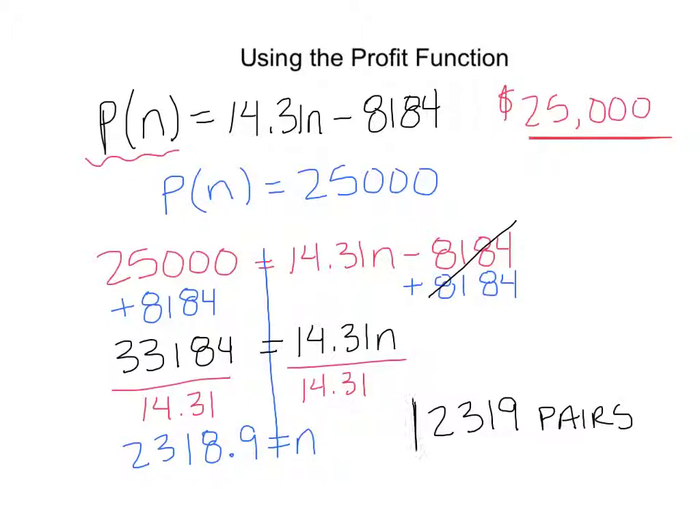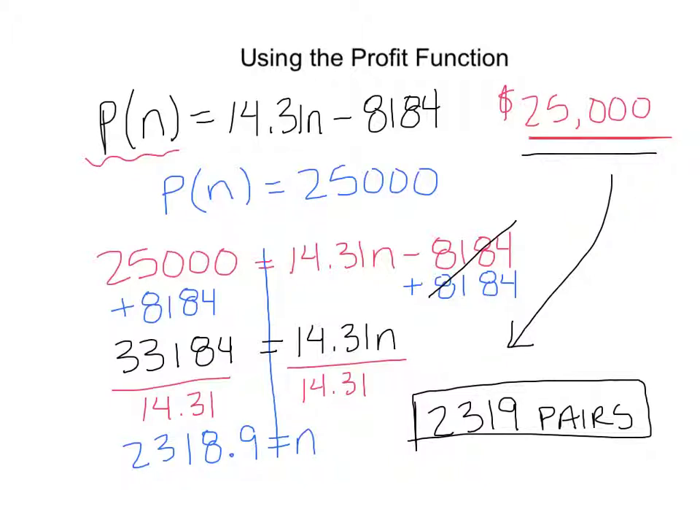Rounding is something that can be tricky. You need to think, do I need to be above or below that $25,000? That's where an inequality might be helpful here too. So to make a profit of $25,000, I need to sell 2,319 pairs of jeans. So that's using the profit function once you've already combined like terms and simplified your income minus your expenses.